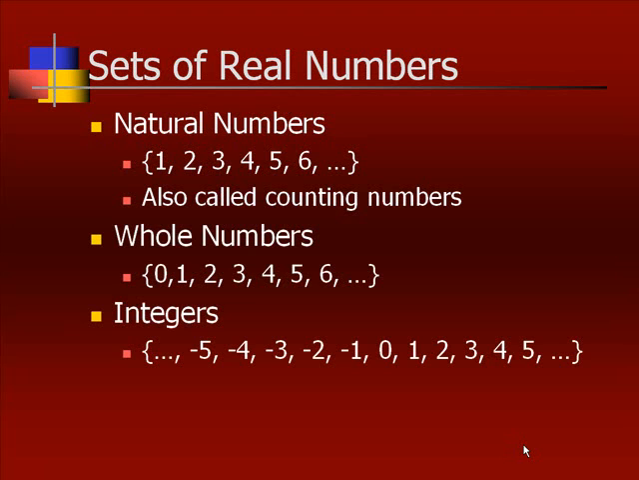When we add negatives to the whole numbers, then we get the set of integers. You have the positive whole numbers, which are 1, 2, 3, 4, 5. You have the negative whole numbers, negative 1, negative 2, negative 3, and you have 0.